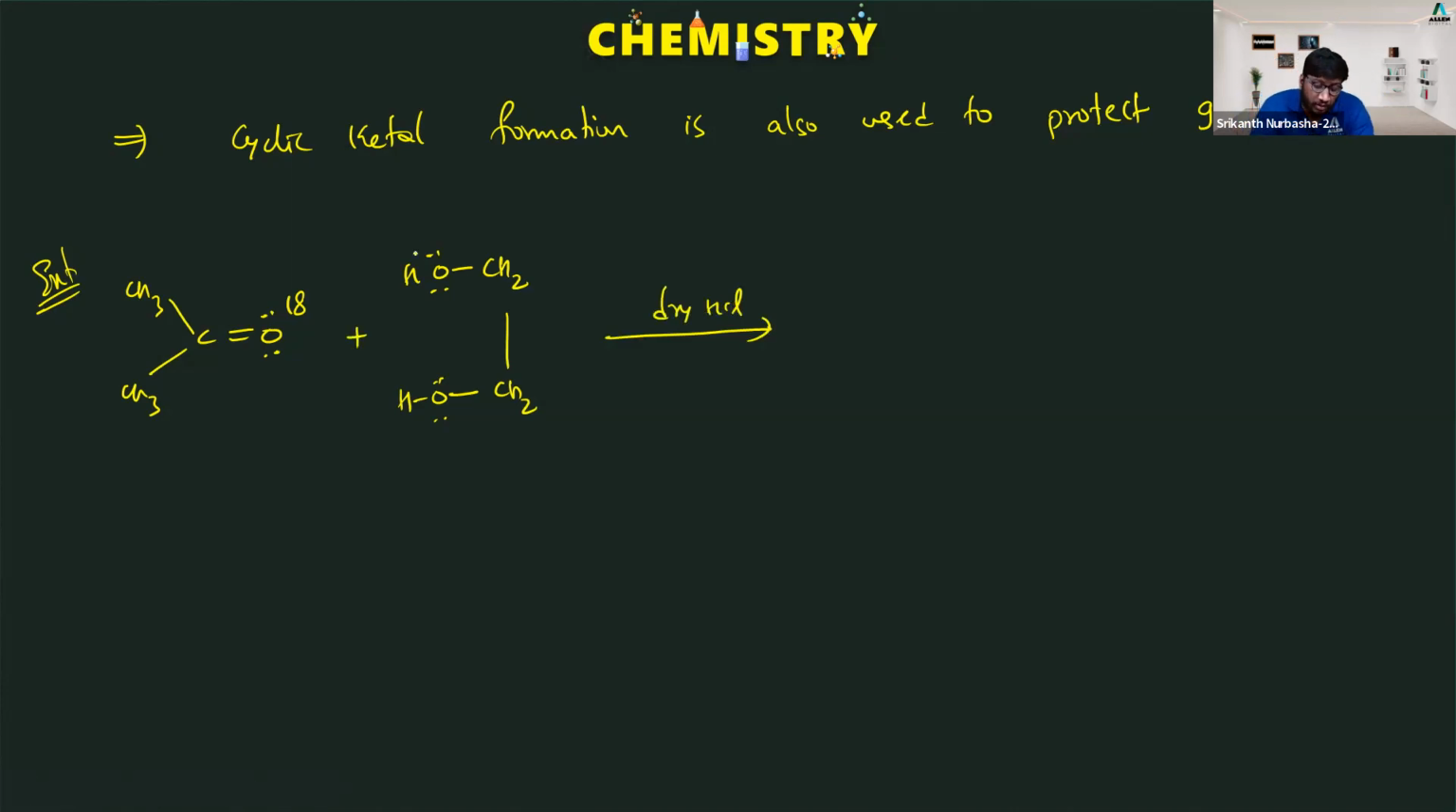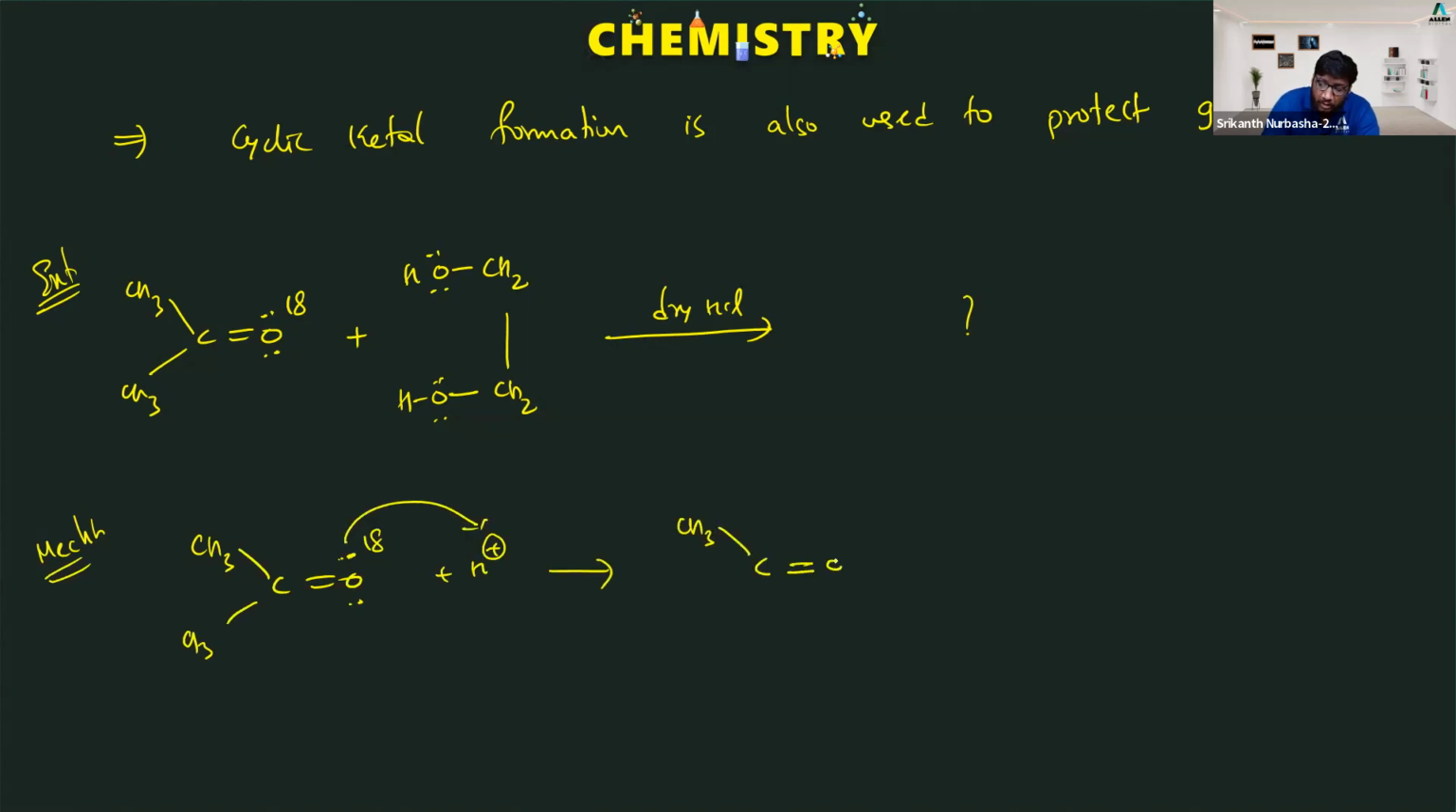So what happens? Dry HCl is there, and there is a lone pair of electrons on oxygen. The mechanism proceeds in this manner. CH3, C double bond O, CH3: the lone pair of electrons on the O18 oxygen of the ketone will attack the H plus first. As soon as the attack occurs, we generate CH3, C, O18 with a positive charge and an OH bond, and CH3. This is formed in the first step.